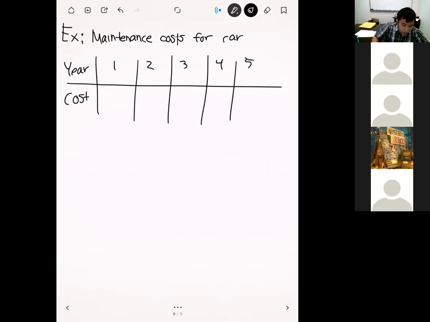In year one, it's going to cost $120 for maintenance. Year two is going to cost $150. Year three is going to be $280. Year four is going to be $210, and year five is going to be $240.